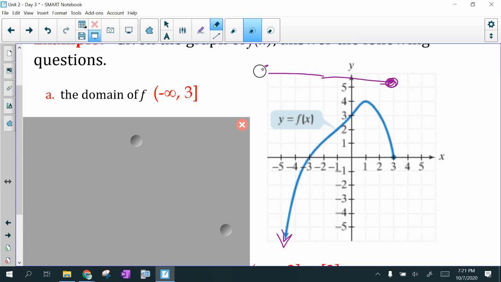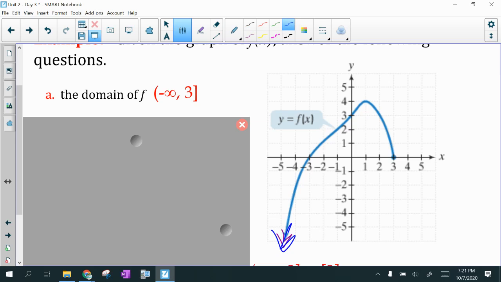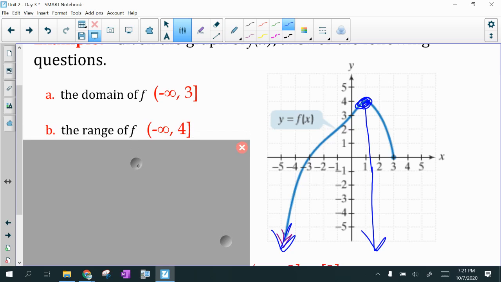Next thing I need to do is talk about my range. Again, I've got my arrowhead here, which tells me that my y-coordinates start at the very bottom, and it goes up to stopping right there. So I'm going to say it's going from negative infinity to positive 4.